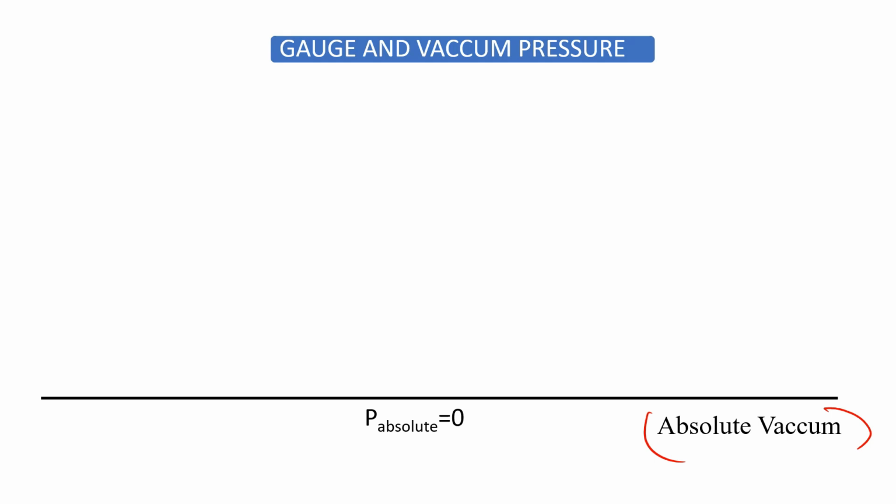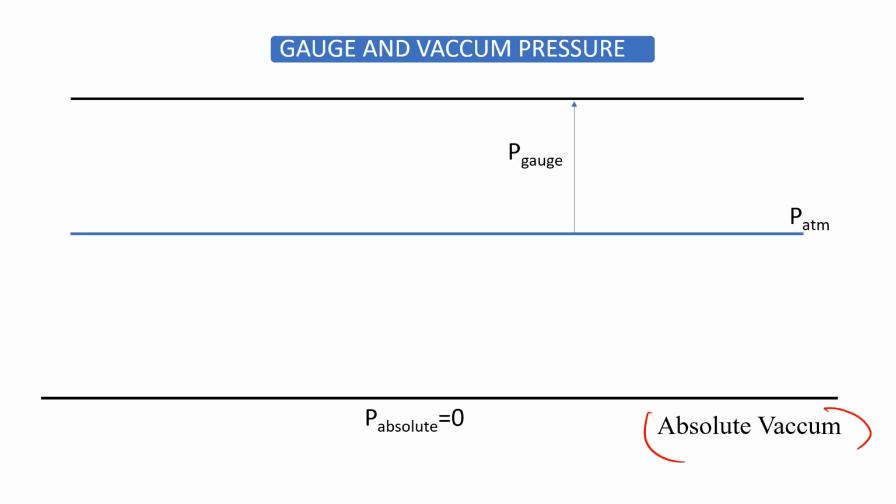So that means at this point it will be zero pressure. But most pressure measuring devices, however, are calibrated to read zero in the atmosphere. And so they indicate the difference between absolute pressure and the local atmospheric pressure. The difference is called the gauge pressure. Pressures below atmospheric pressure are called vacuum pressures and are measured by vacuum gauges. The vacuum gauges indicate the pressure difference between the atmospheric pressure and the absolute pressure.